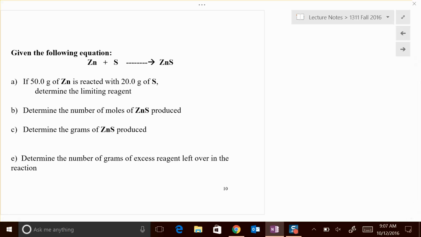Okay, so we have zinc plus sulfur gives me zinc sulfide. If 50.0 grams of zinc is reacted with 20 grams of sulfur, determine the limiting reagent. Okay, so figure out which one's limiting.